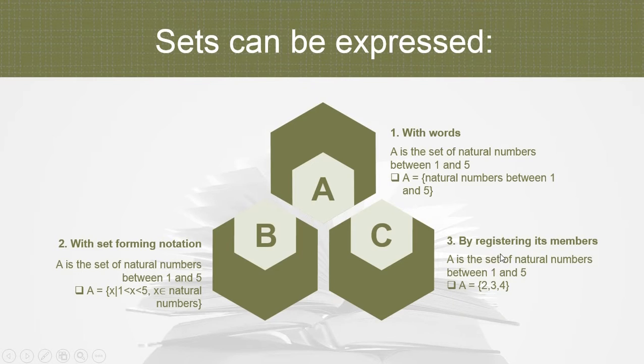And then, by listing its members. Example, A is the set of natural numbers between 1 and 5. Write then, A equals {2, 3, 4}.